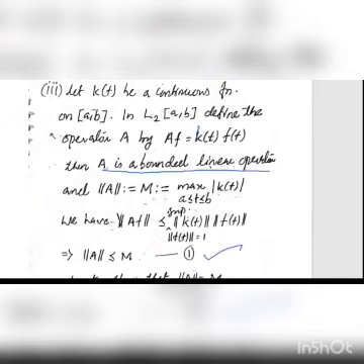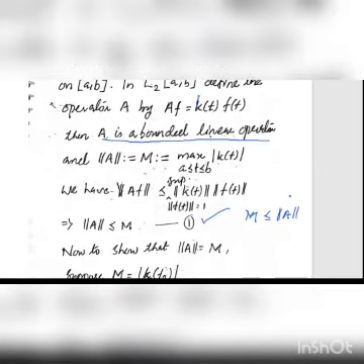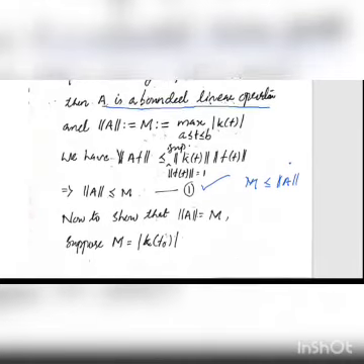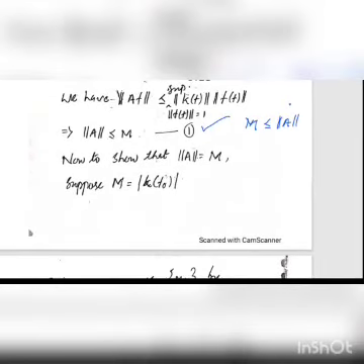Now what do we want to prove? Suppose we can prove the other way. So this we have proved. If we can prove that this M value is less than or equal to norm of A, then it is proved, right? Now to show that norm of A is equal to M, suppose M is equal to k of t naught. Okay, so the maximum value is attained at t naught.